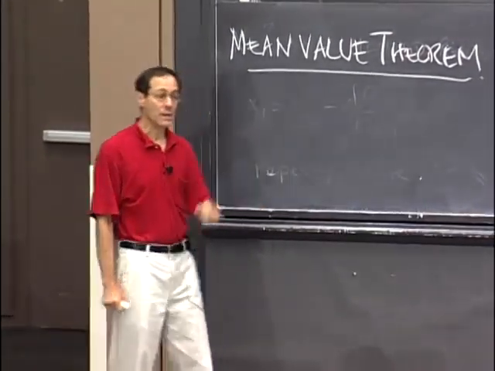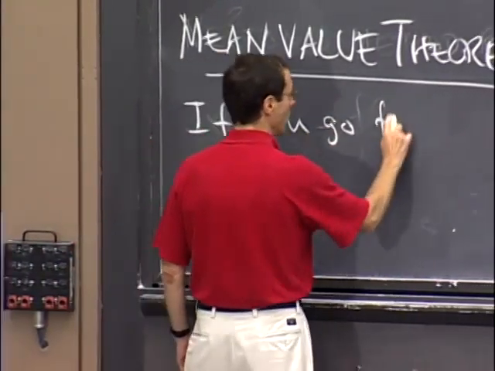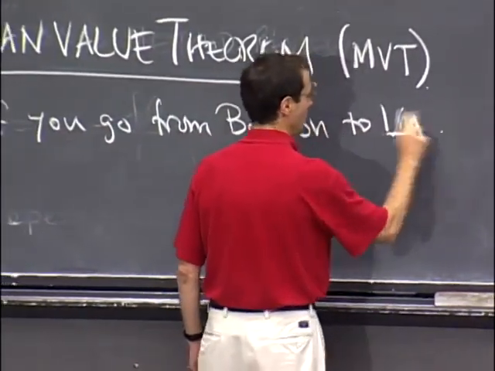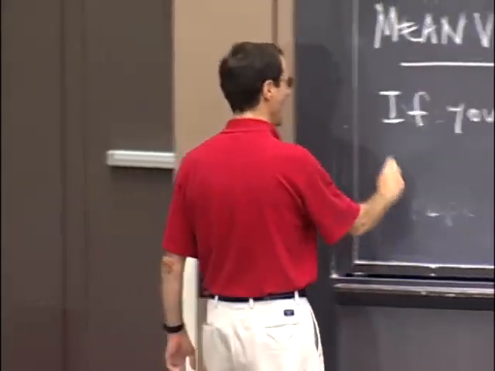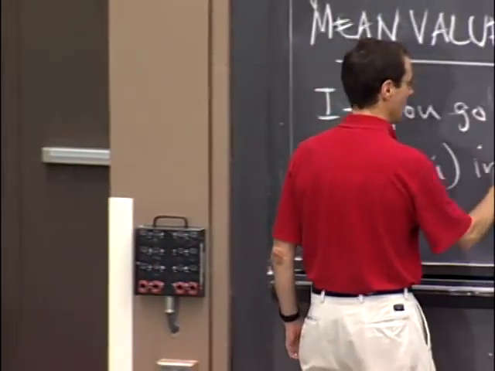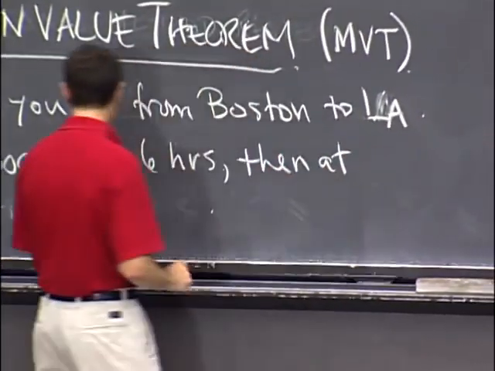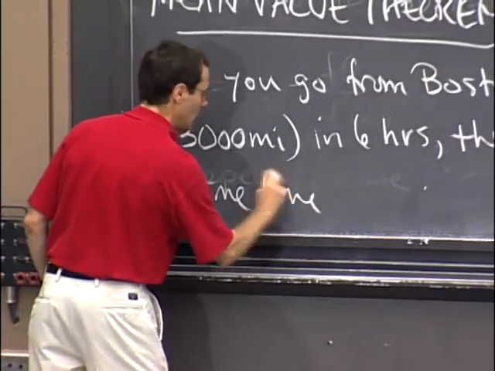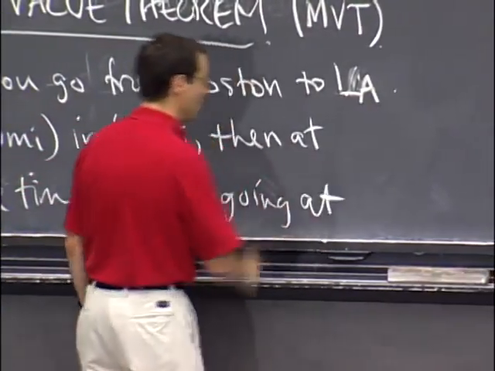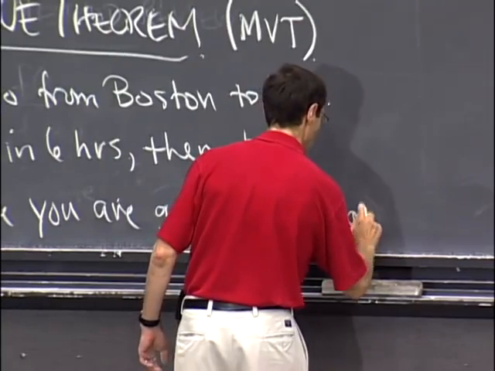The mean value theorem colloquially says the following. If you go from Boston to LA, which I think a lot of Red Sox fans are going to want to do soon, so that's 3,000 miles, in 6 hours, then at some time you are going at a certain speed, the average of this speed.